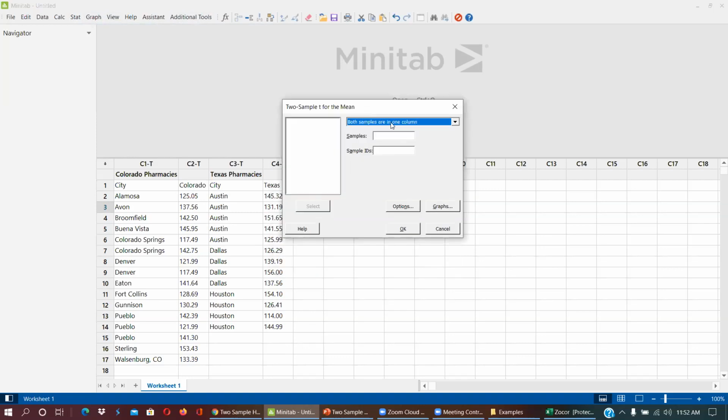Now here you have both the things. You can do both samples in one column, each sample in one column, or summarized data. So basically in summarized data, sample size, sample mean, standard deviation, all these things you are going to put for sample 1, sample 2. But I have the data right here, so I'm just going to use sample 1 in C2.